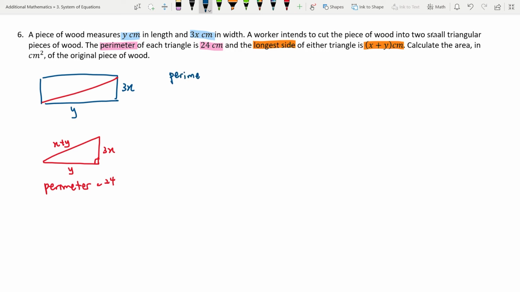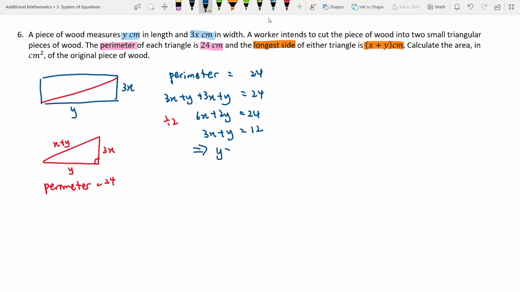Perimeter is equal to 24. 3x plus y plus 3x plus y is equal to 24. Simplify the equation. 6x plus 2y is equal to 24. We divide the whole equation by 2. 3x plus y is equal to 12. And we make y our subject. y is equal to 12 minus 3x. We let it be equation 1.